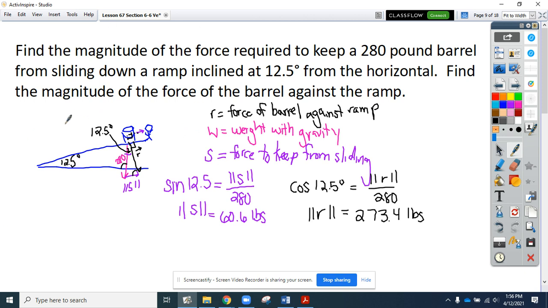But what did we end up seeing? We ended up seeing how it all worked together. How did it work with the incline, with the weight of the barrel? How did gravity play in there? Really interesting to see all of that working together. That barrel might be 280 pounds, but because of the incline, the ramp is only feeling 273 pounds, right? And even though it's 280 pounds, because of that slight incline, it would only actually take 60.6 pounds of force to keep it from sliding. All right.